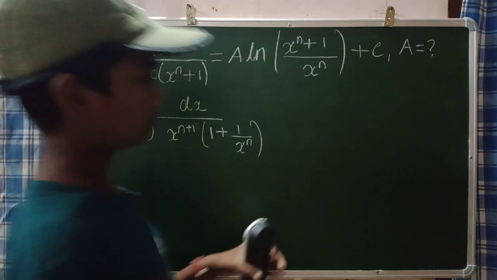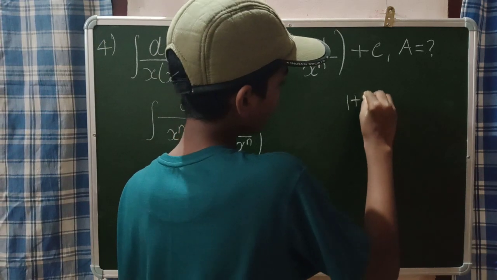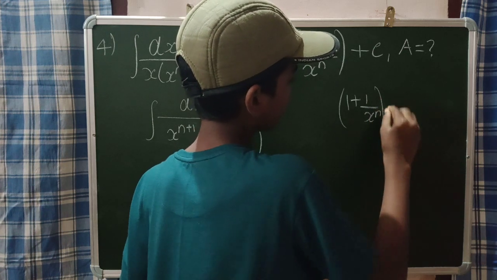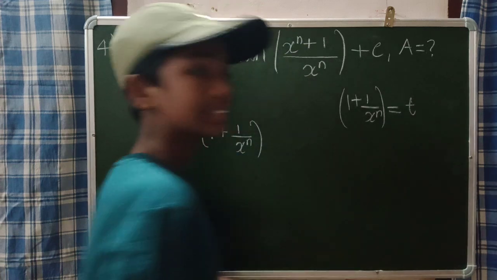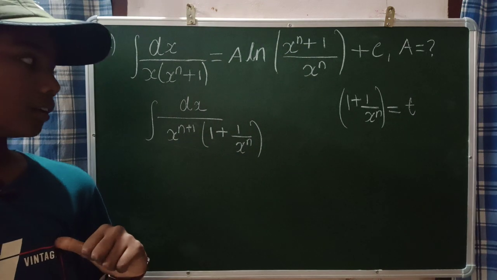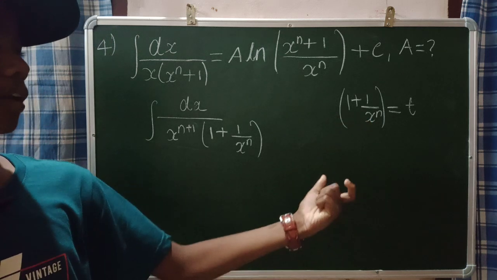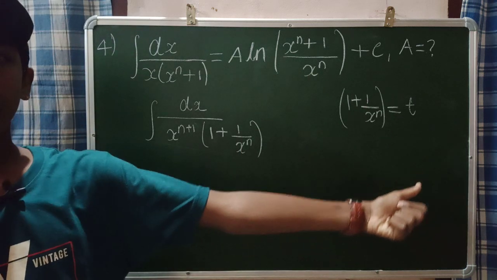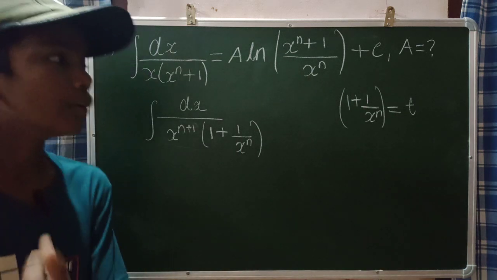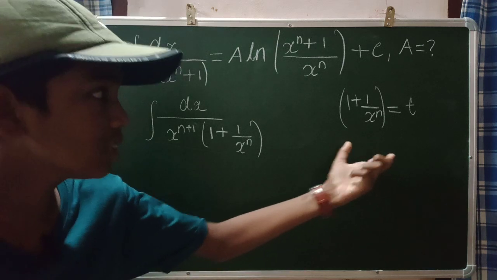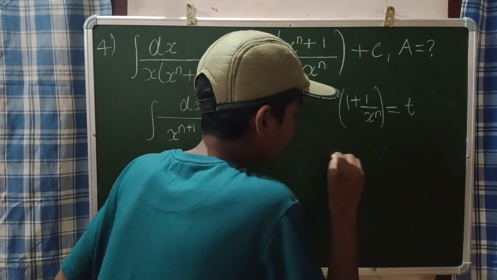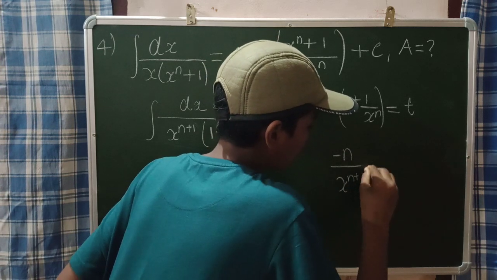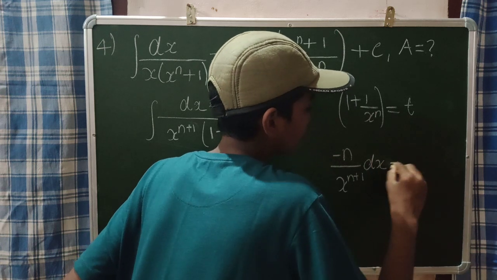So I'm going to take (1 + 1/x)^n as some t. This is the substitution which I was telling. I'm just taking (1 + 1/x)^n as t. If (1 + 1/x)^n is equal to t, then what will be your dt? Your dt will be nothing but the differentiation of this, which is minus n divided by x^(n+1) dx.